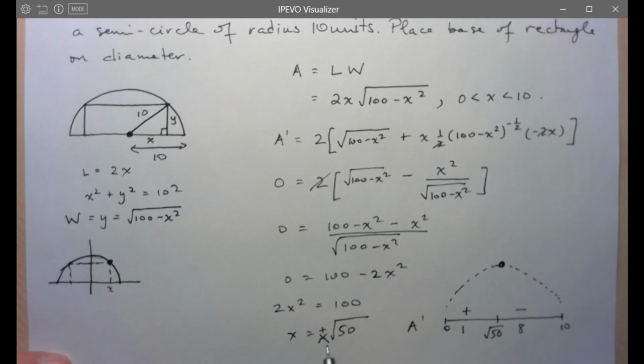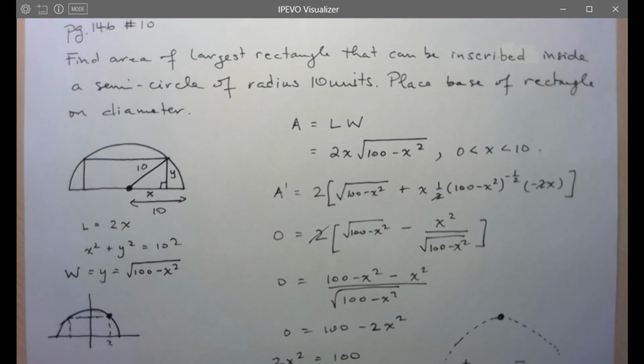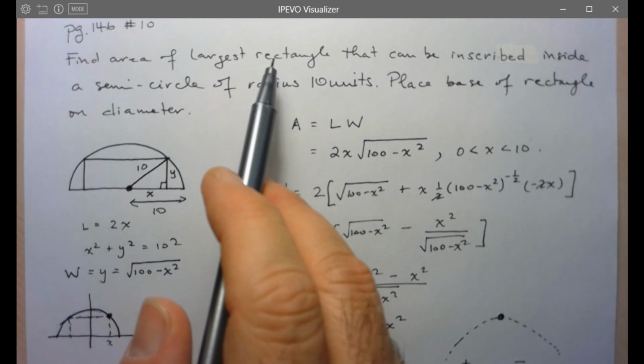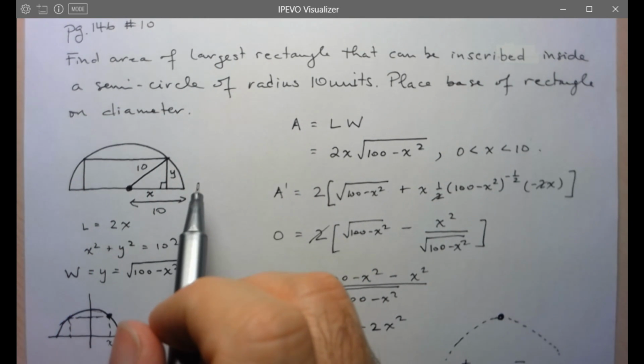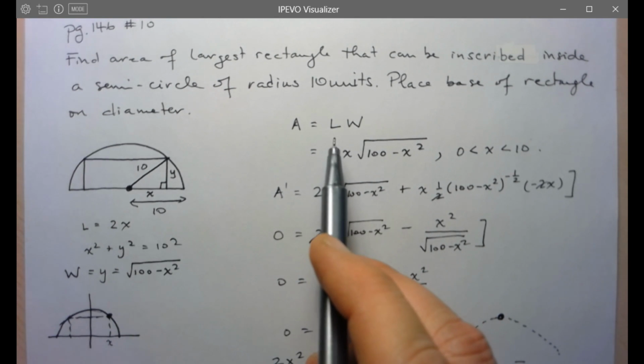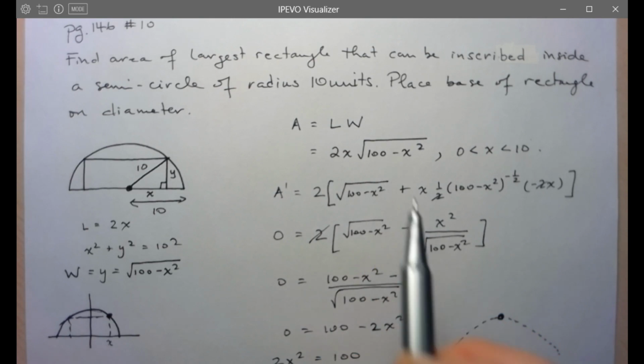So now we just have to take this value. I go back to my question and I see that they want the area of the rectangle. They're not actually looking for the dimensions. They're looking for the area. So I can just stick this into the area formula that I have in terms of x.